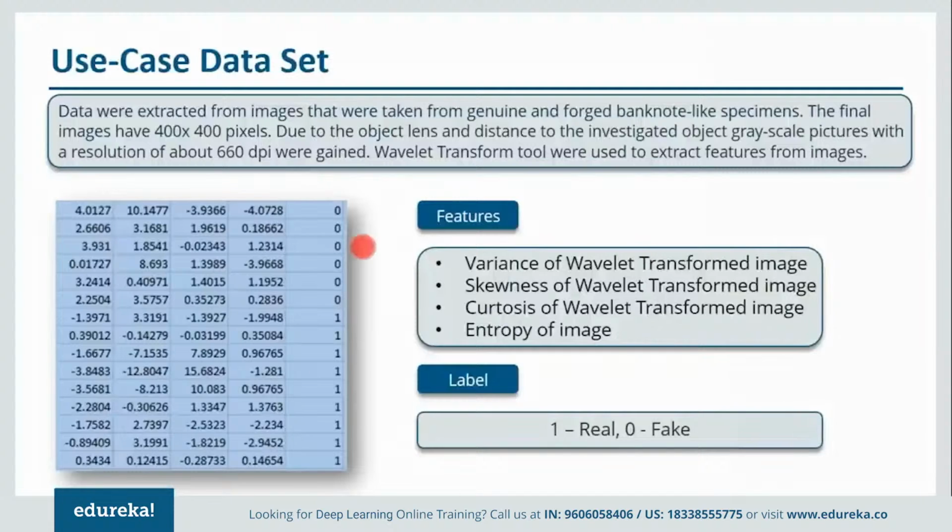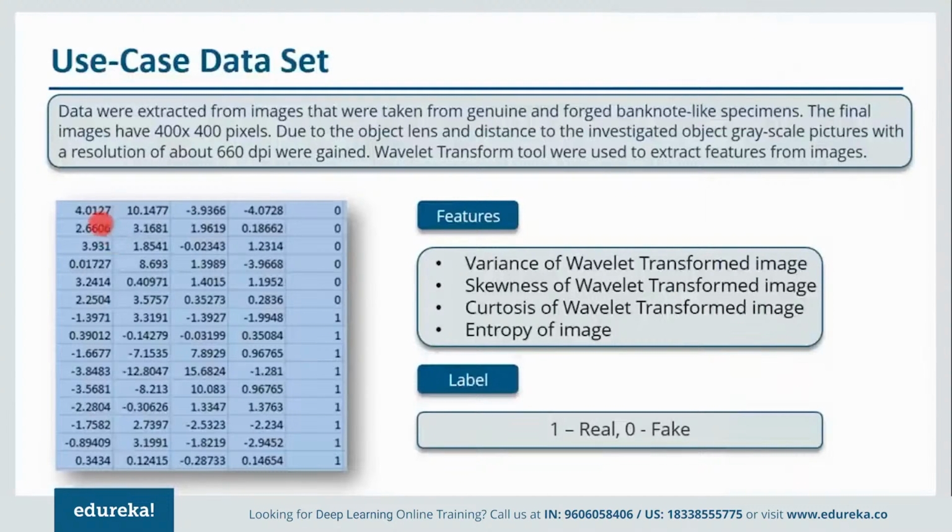So over here I've taken a screenshot of the data set with few of the rows. In it, data were extracted from images that were taken from genuine and forged banknote-like specimens. After that, wavelet transform tools were used to extract features from those images. And these are few features that I'm highlighting with my cursor. And the final column or the last column actually represents the label. So basically label tells us to which class that pattern represents, whether that pattern represents a fake note or it represents a real note. Let us discuss these features and labels one by one.